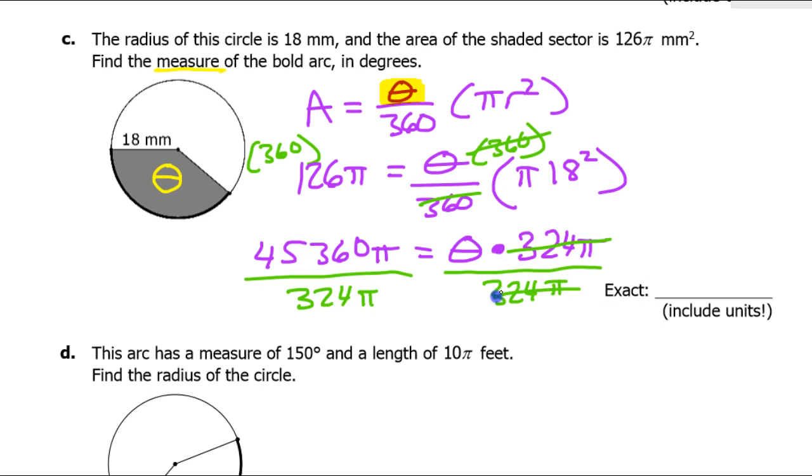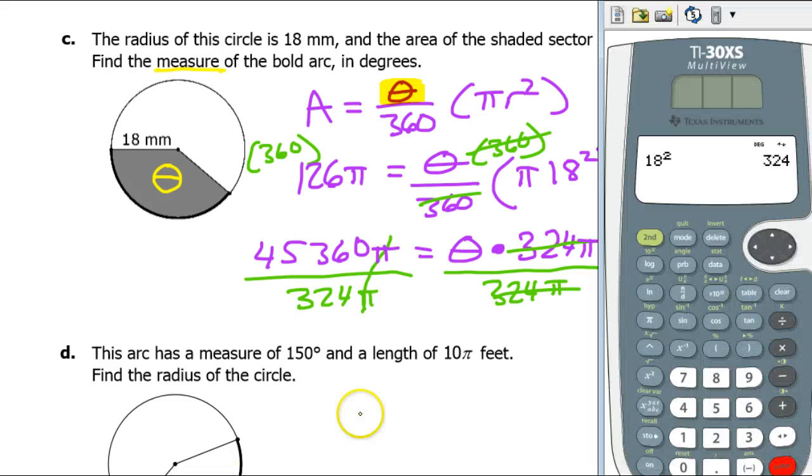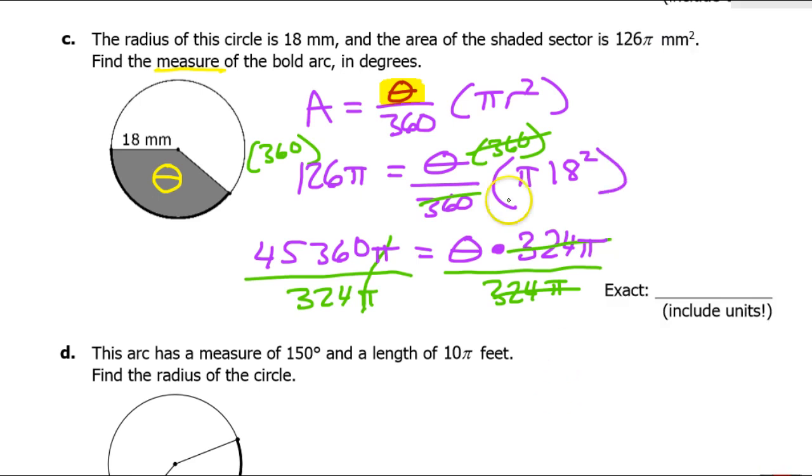Because that will cancel these out, leaving theta by itself. Notice that the pi's cancel each other out, so I don't need to type them in. So it will just be 45,360 over 324. That's 140. 140 degrees. This is theta. That's going to be degrees.